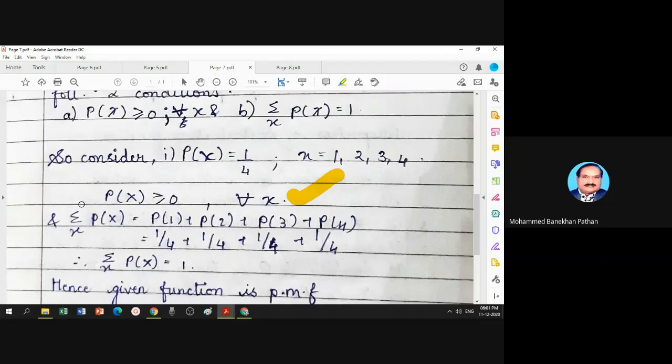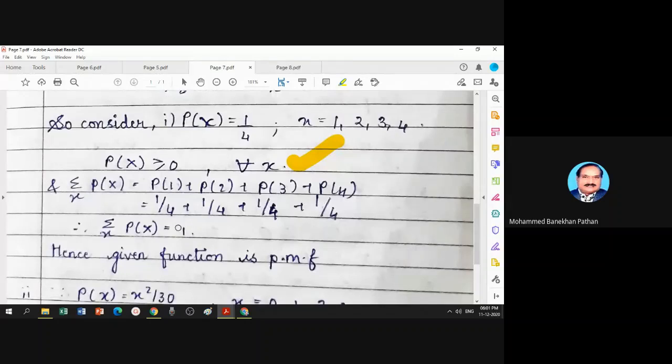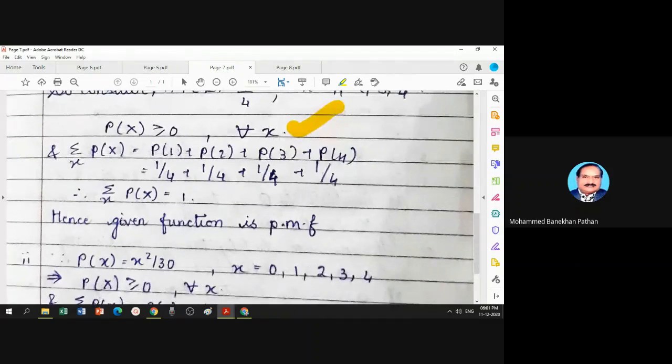Now I verify the second condition. Summation of Px with all values taken by x. So this is P1 plus P2 plus P3 plus P4. Function takes a constant value for every x. So the answer is 1 by 4 plus 1 by 4 plus 1 by 4 plus 1 by 4. And hence the total is coming 1. Therefore, I give the answer: the given function is PMF.